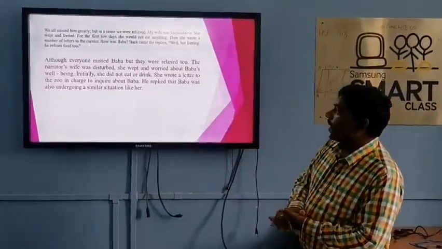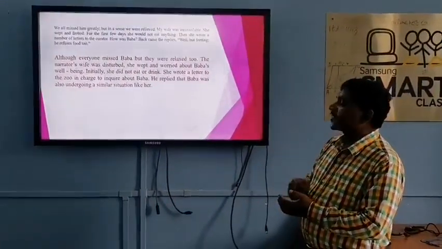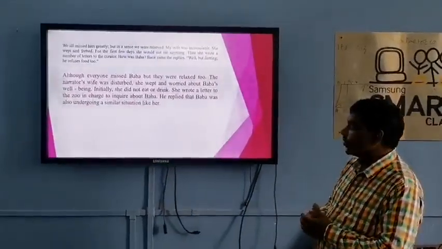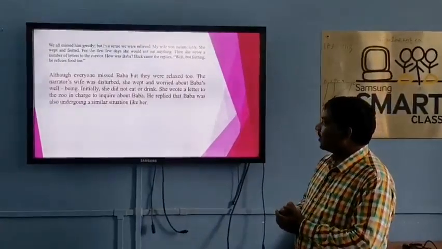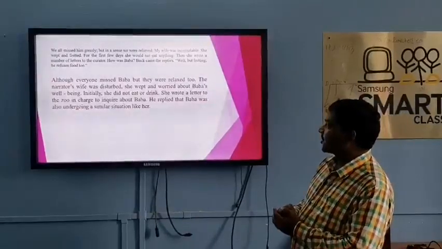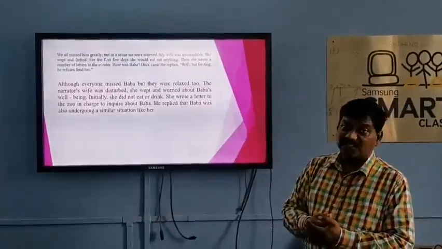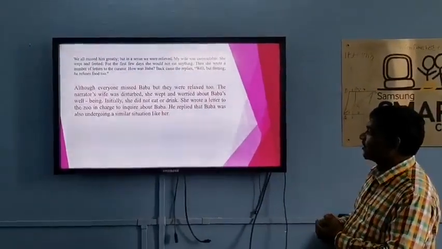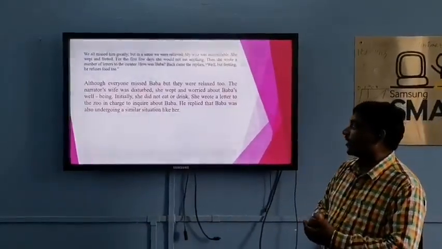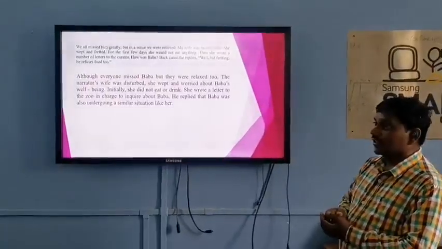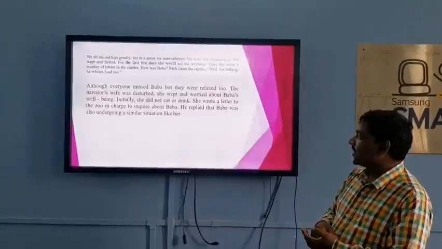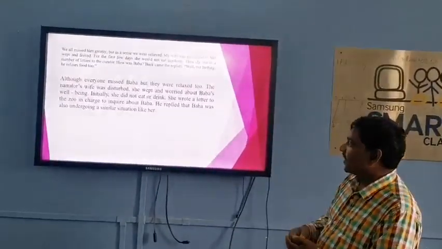Although everyone missed Baba, they were relaxed too. Of course, when they sent him to the zoo, everyone was relaxed. Of course, they missed him. The narrator's wife was very much disturbed. She was greatly disturbed, so she wept and worried about Baba's well-being. Initially, she did not eat or drink. You see, when Baba was sent to the zoo, the narrator's wife was very much disturbed.